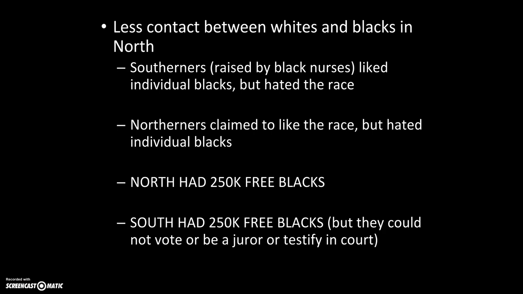So in the North, as we asked and answered in one of the reading quizzes, the abolitionists are for freeing the slaves, but no one really is sure what it would be like to have both blacks and whites coexisting in the same society. That's a big question mark. And Southerners who were raised by black nurses liked individual blacks, but hated the race as a whole. So they may like their caretaker or their nurse, but as a whole really had racism and hatred in their hearts.